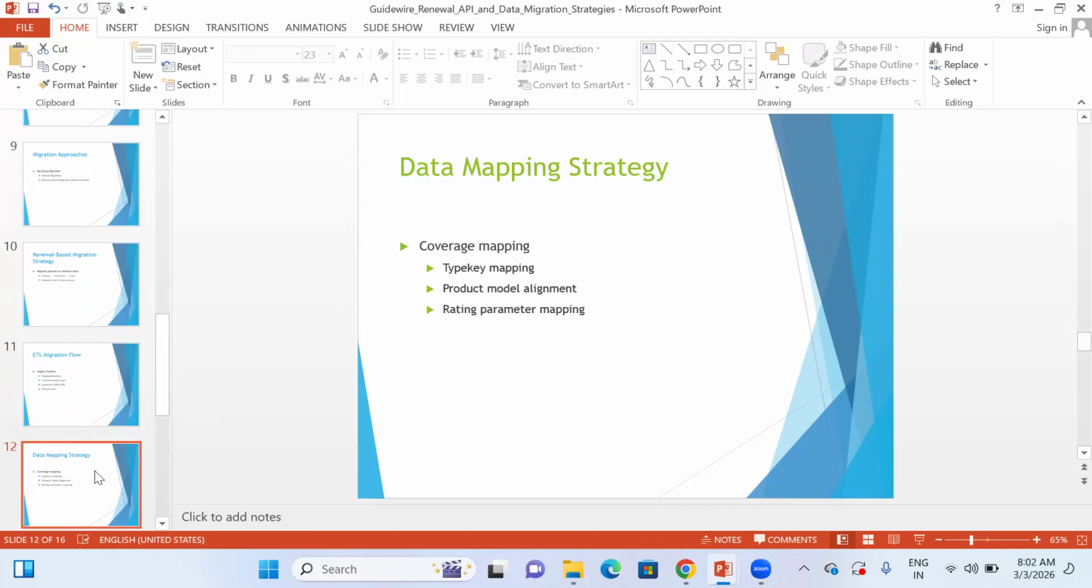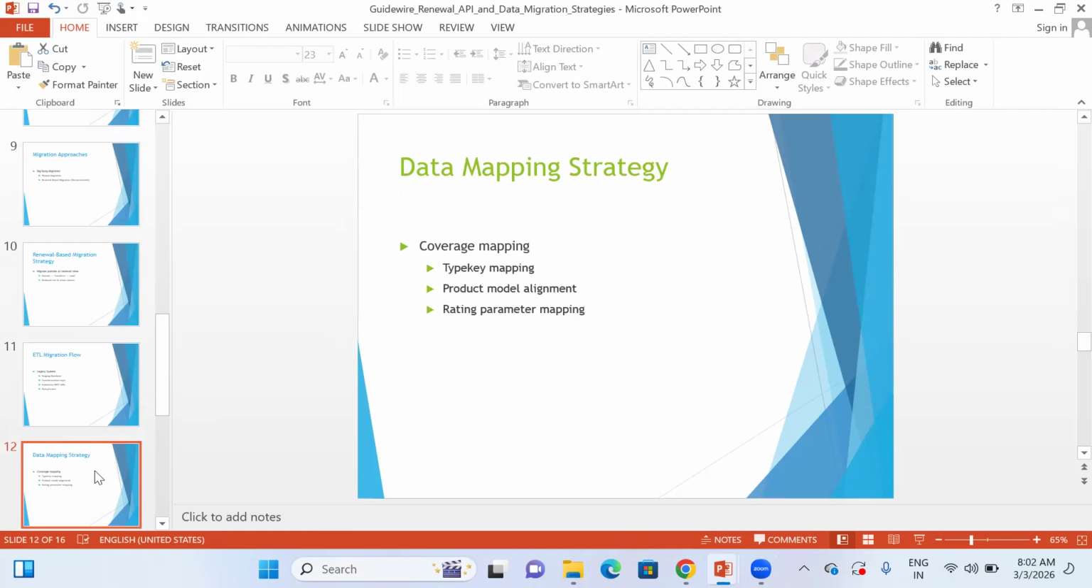When we are focusing on data mapping strategies, it is important, right? Whatever coverage mappings we do, because we have entities, we have type keys and all as far as data models are concerned, so type key mapping must be done. At the same time, product model alignment must be done, because whatever product model exists in the legacy system, the same product model should be in the to-be system where we are migrating. The policy types, policy coverages, everything must be similar. So product model alignment is needed.